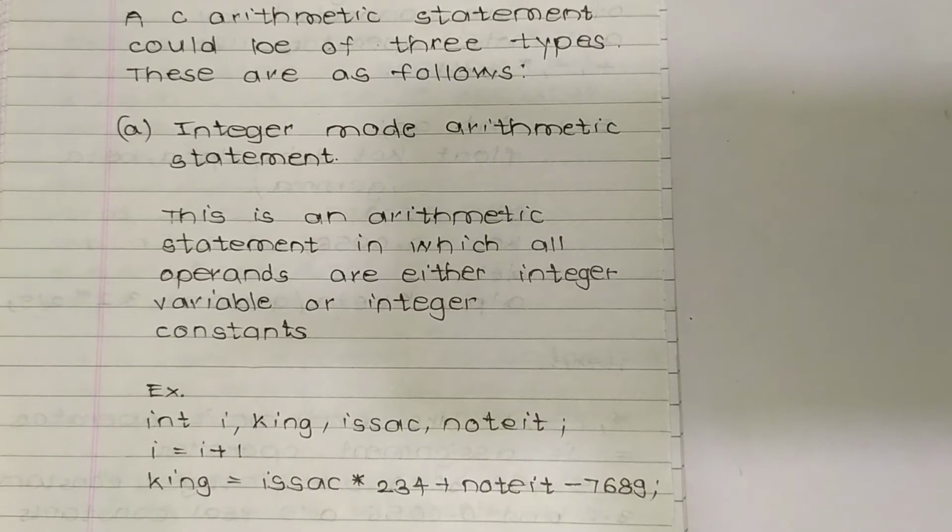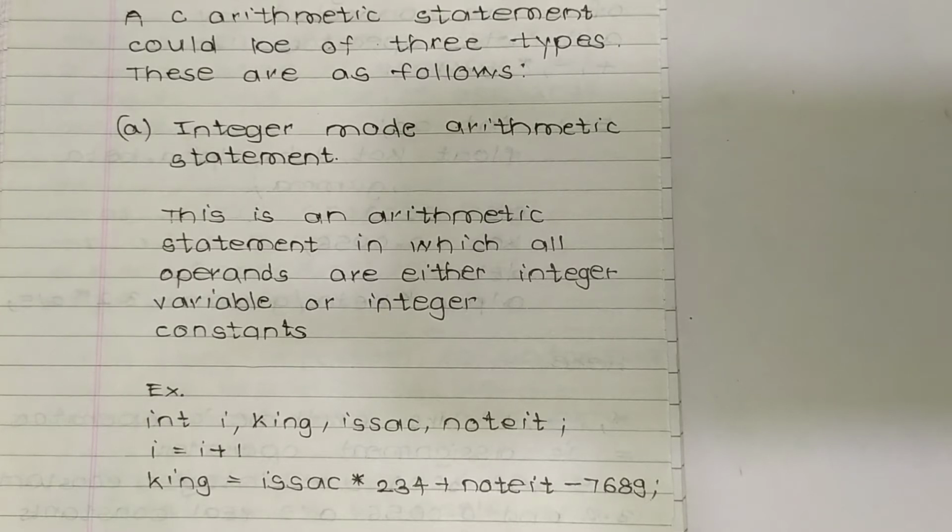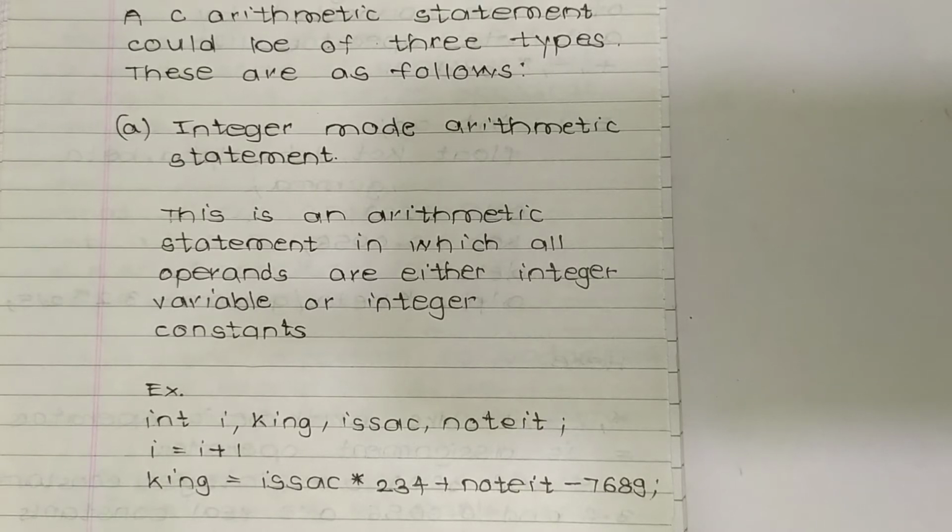A C arithmetic statement could be of three types. These types are as follows. Type A, integer mode arithmetic statement. This is an arithmetic statement in which all operands are either integer variables or integer constants.